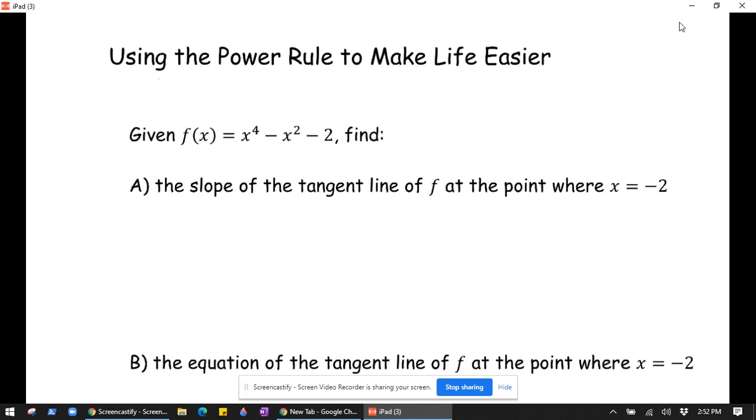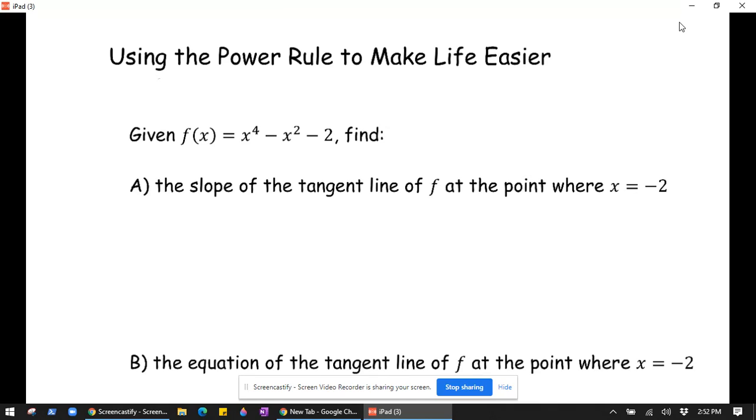All right, in this video, we're going to do an old problem, but we're going to use the power rule, which is a new tool in our tool belt, to do it more efficiently. I also want to indicate the difference between finding the slope of the tangent line and the equation of the tangent line, which my students historically have gotten confused about.